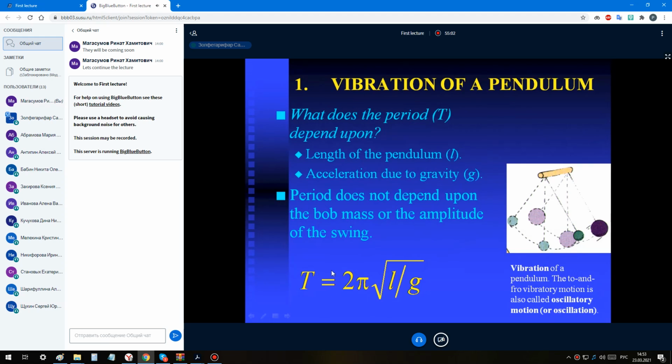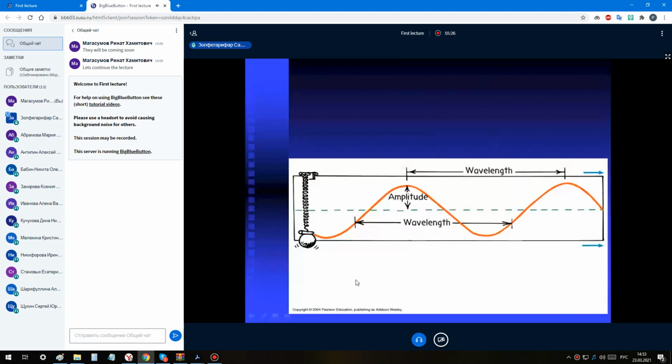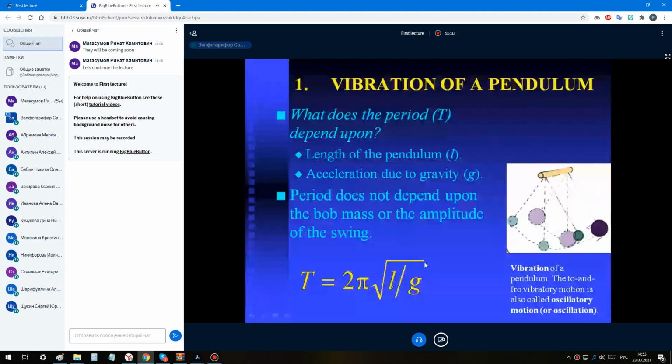T equals 2π square root of L per g. L is the length of the pendulum, g is the acceleration due to gravity, and π is the known number. This shows the vibration of a pendulum.